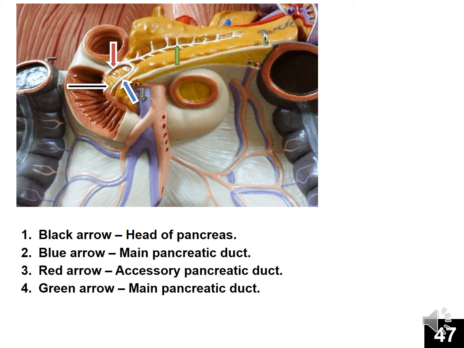Here you can see the pancreas. Look at this in green, this is the main pancreatic duct. And you can see above with the red color arrow the accessory pancreatic duct. And with the blue color arrow also this is the main pancreatic duct. And this is the head of the pancreas, from which the uncinate process arises, which is not indicated here.